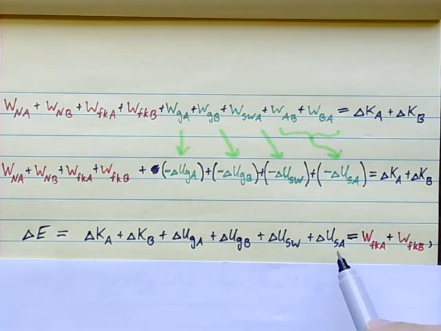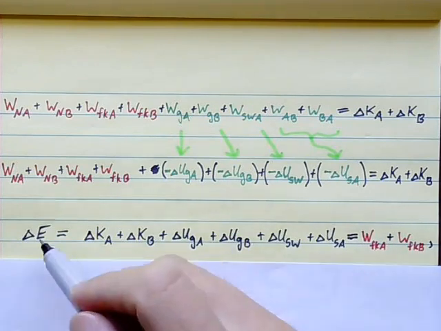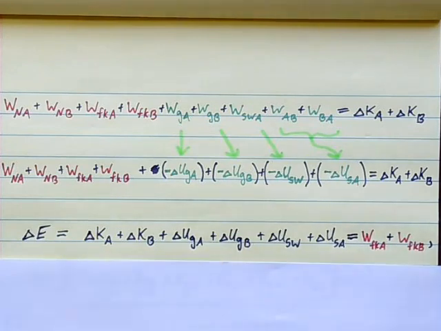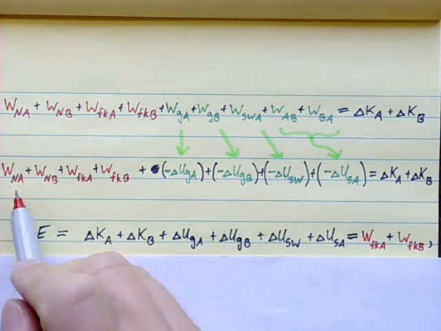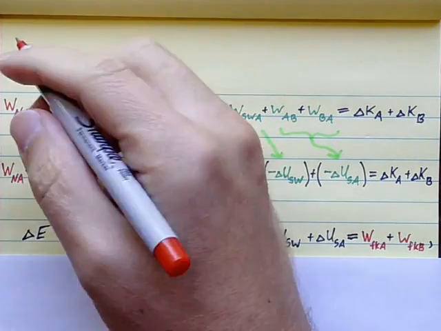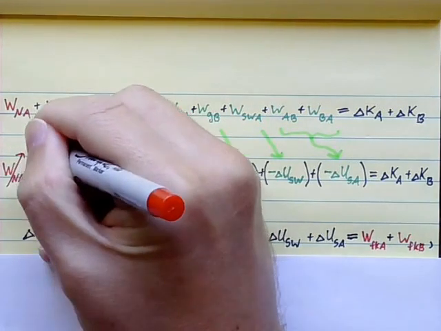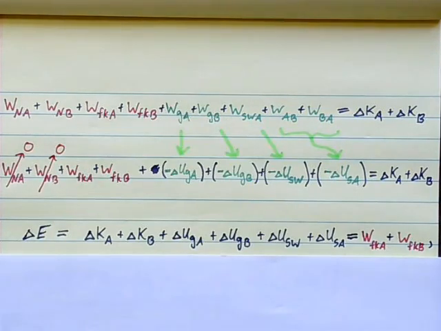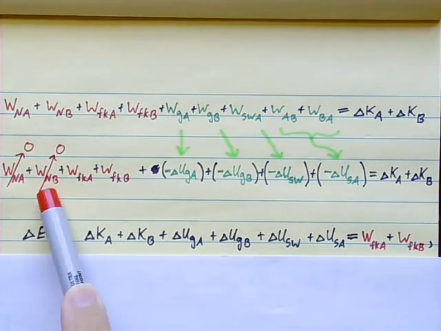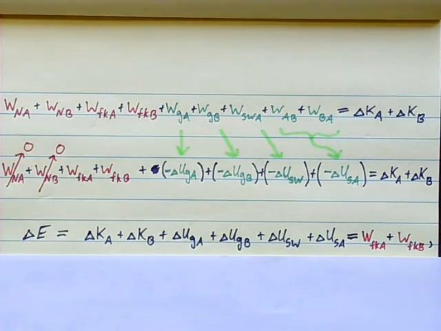And the only thing that can change that total mechanical energy will be the works done by the friction on A and B. Wait, what happened to the works done by the normal forces on A and B? Why were those 0? What's the reason? What is it? Yes, that's right. Because the normal force is always perpendicular to the velocity, so it does no work on those blocks as they slide along the surface.